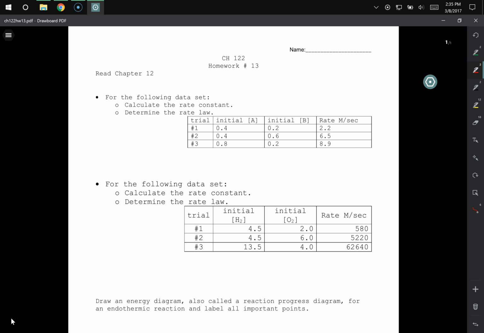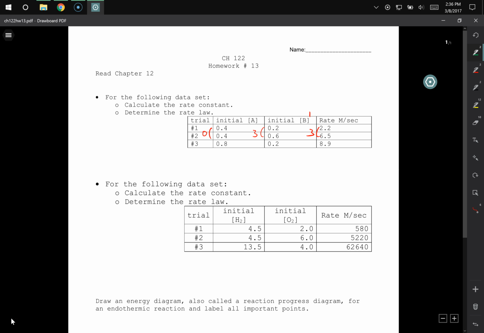Okay, so A stays constant, so I know any change in my rate has nothing to do with A. So I've got 0 change here. This goes up by 3. What does this do? Goes up by about 3. Okay, so what order is it with respect to B? First order, since it goes up by the same factor.